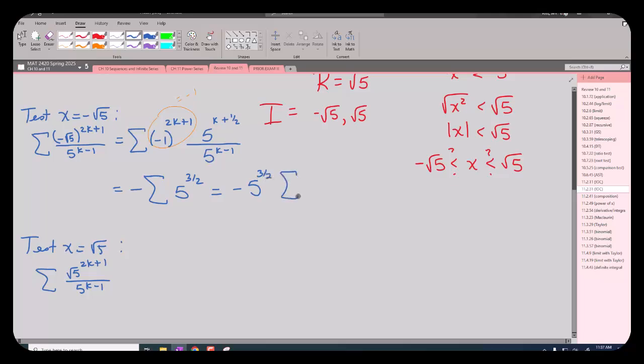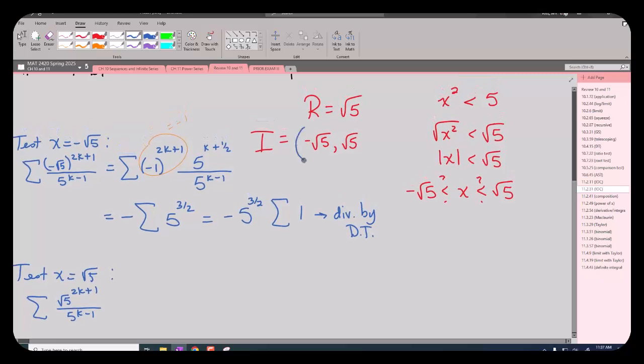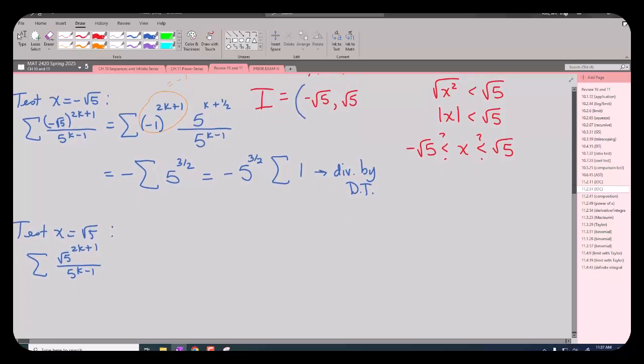So if you factor out that 5 to the 3/2, what's left inside? 1. So the reduced series is really 1 plus 1 plus 1 plus 1 plus 1 plus 1 plus 1. That diverges, and if you multiply it by a constant, that's not going to change it. So we would say that this diverges by the divergence test, because the limit as k goes to infinity is not 0. All right, so that means that we are going to exclude the left endpoint, so we put a parenthesis right there on the left endpoint.